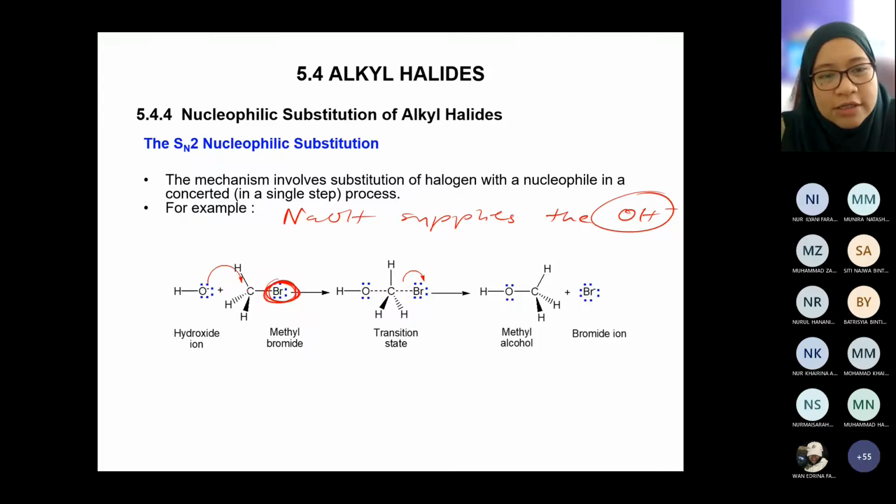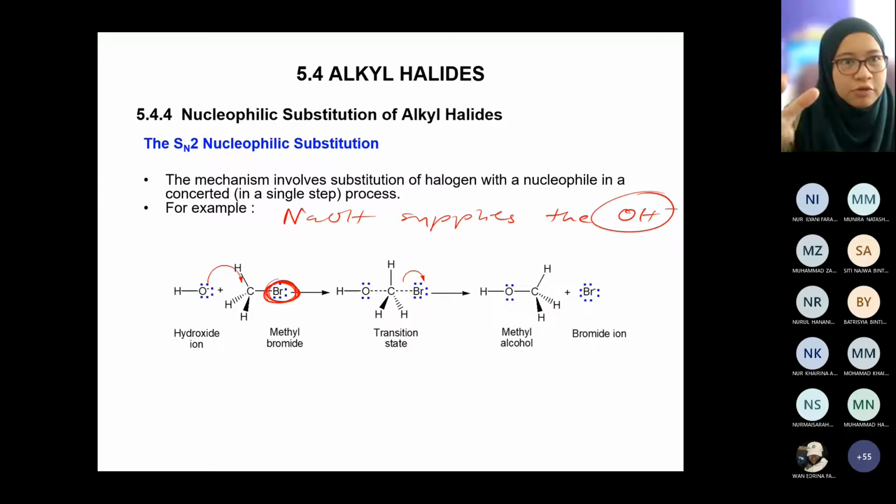Okay, so OH minus will attack from the opposite side of the halogen. Okay, kenapa? Because it is easier. Because why? Bromine ni, it is electronegative. Okay, bromine is electronegative. Even though it is not as electronegative as OH minus, but the cloud of electron is already very intense lah dekat situ. Sebab dia cloud of electron kan.